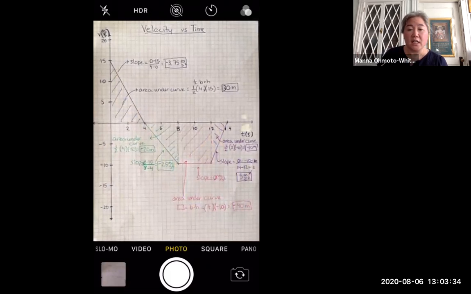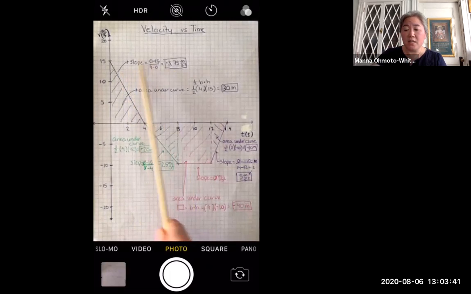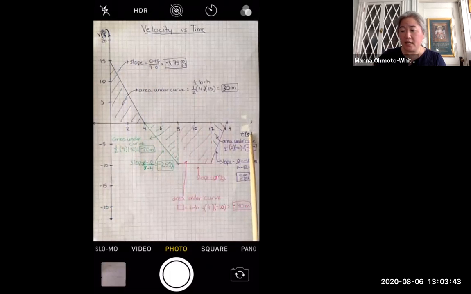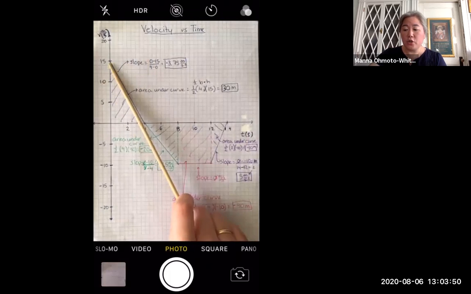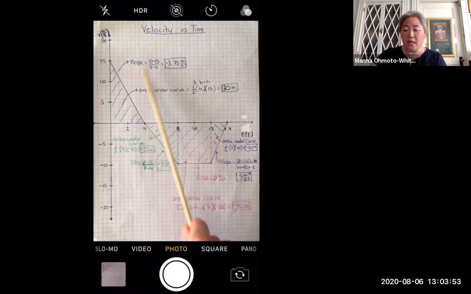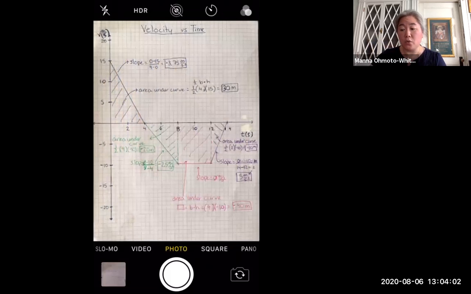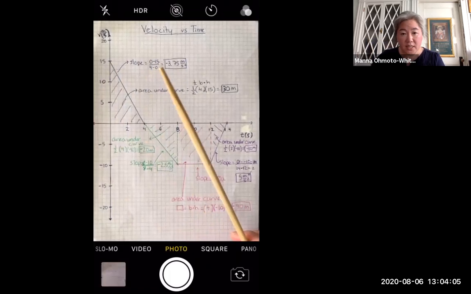If I wanted to actually get quantitative measurements from this, I graph it, and the slope of my line, because it's my y-axis values over my x-axis values, will give me units of meters per second squared, which is acceleration. So in the first part of my journey, the slope of my line would be 0 minus 15 over 4 minus 0, and I get an acceleration of negative 3.75 meters per second squared. I'm going forward, slowing down. It makes sense that my acceleration is negative.